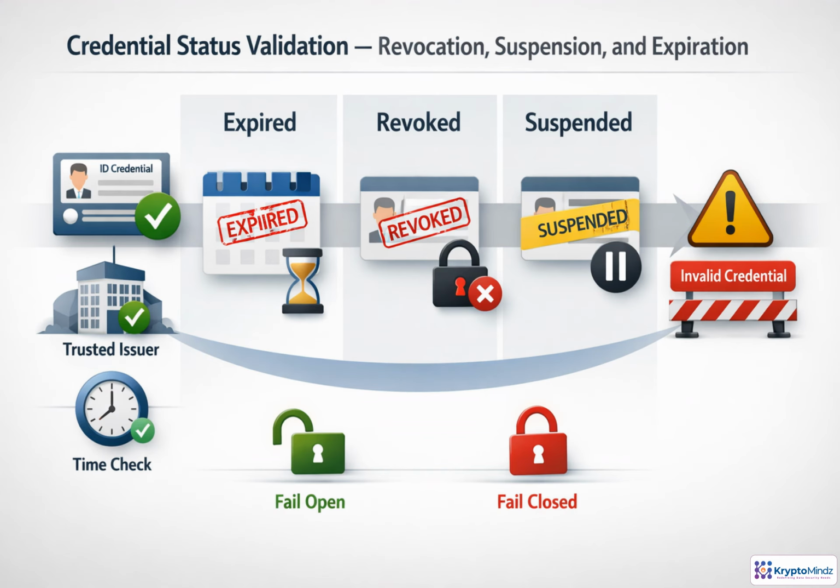Even when a credential is authentic and from a trusted issuer, you still need to know if it's valid right now. Compare its expiration and not before dates to a trusted time source. Then check any status service to see if it's revoked or temporarily suspended. Treat revocation as permanent invalidation, while suspension is a pause. Finally, decide whether your system fails open or fails closed when status services are unavailable, based on your risk tolerance.